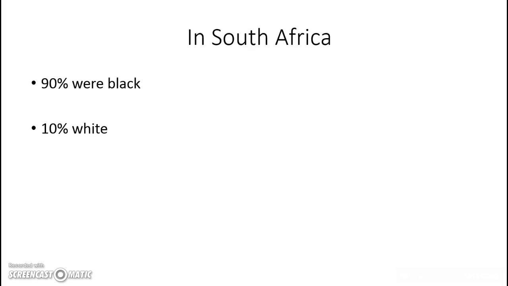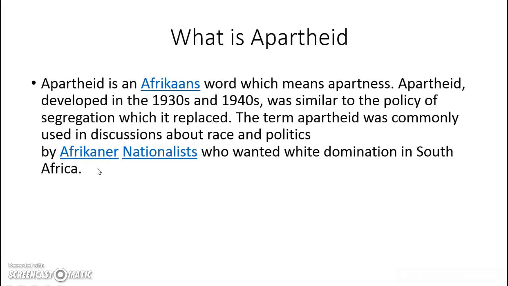So here's some basic economic understanding of what life was really like in South Africa. 90% of the population was black, and then 10% were white. But the 10% white dominated and controlled the 90% who were black.